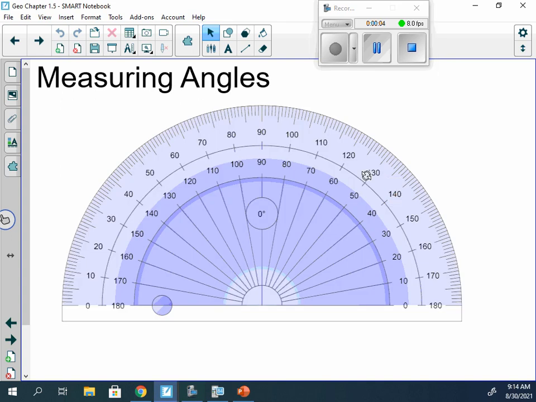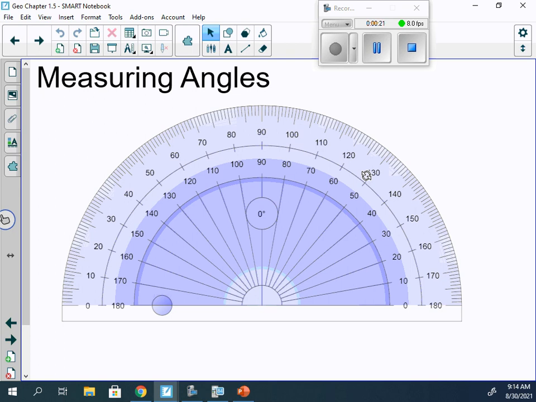What we're looking at today is measuring angles and looking at angles. Now, what we normally measure an angle with is a protractor. So this right here is a protractor, and it measures in degrees. Now, there's two different ways that we can go about using it.